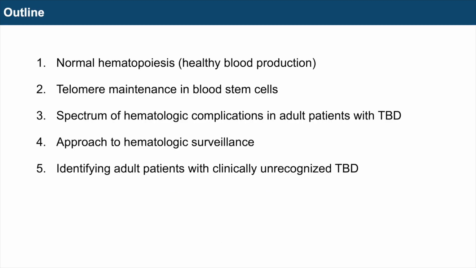And so this is the outline of the talk, so I'll start by just giving a brief overview of normal blood production. We also refer to this as hematopoiesis. I'll explain a little bit about how telomere maintenance occurs and the function of that process in normal blood cells. And then I really think about the hematologic complications in adult patients along a spectrum. And I'll explain this from the point of view of what is going on at the stem cell level.